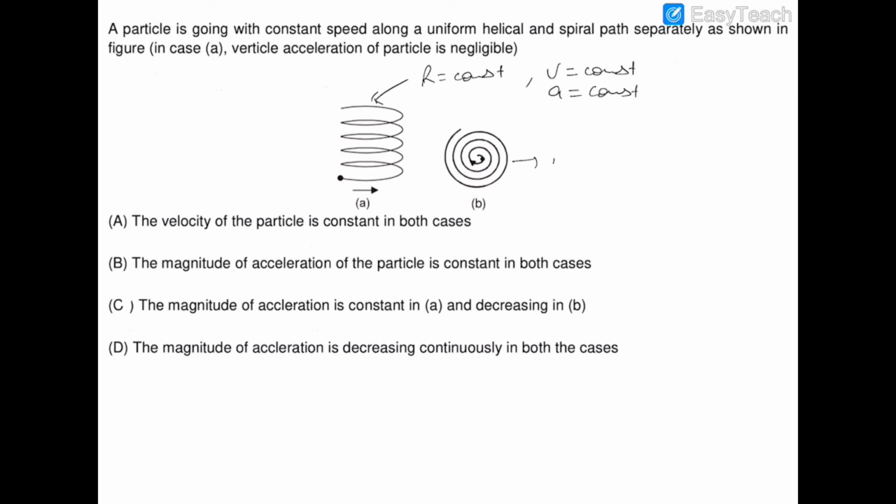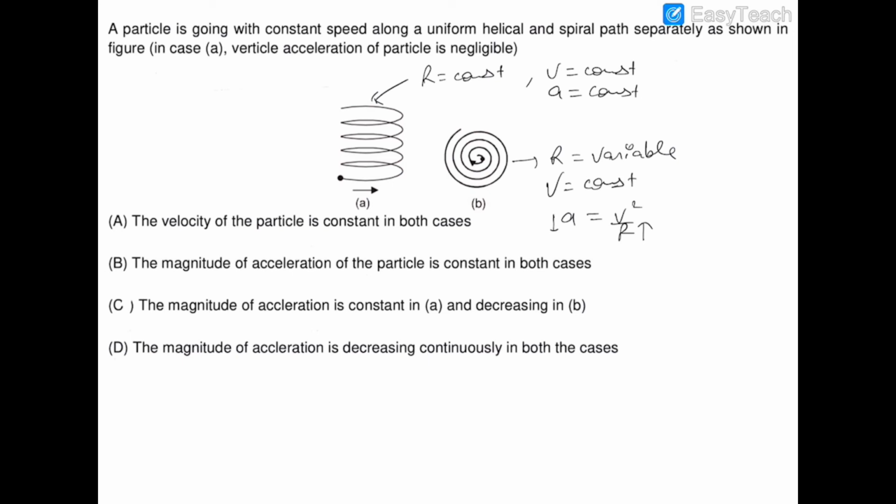But in this case the radius is variable. You can see the radius will be variable but velocity will be constant. So the acceleration in this case, which is v square by r, r is increasing as this particle is moving like that, and if r increases then acceleration decreases. So option A, the velocity of the particle is constant in both the cases, is obviously wrong, because the direction of the motion is changing.